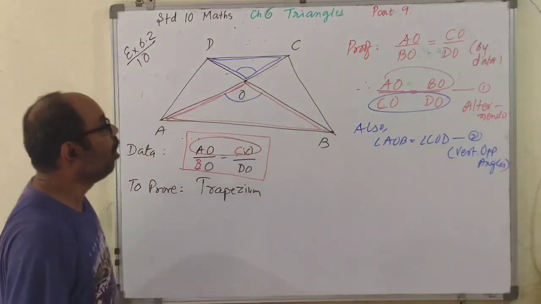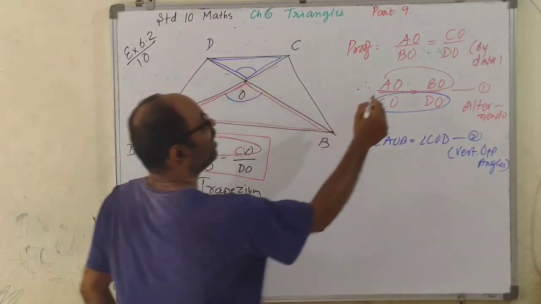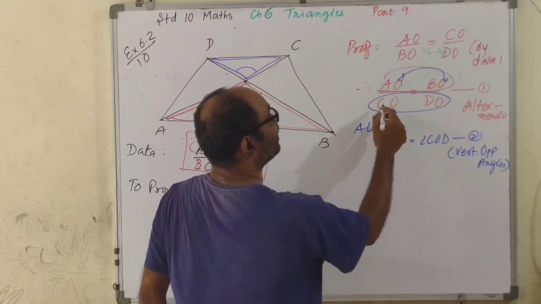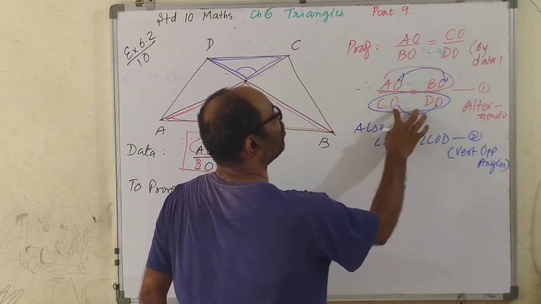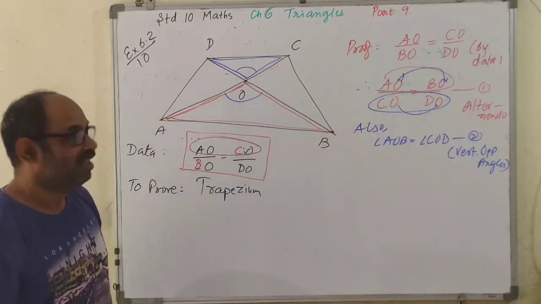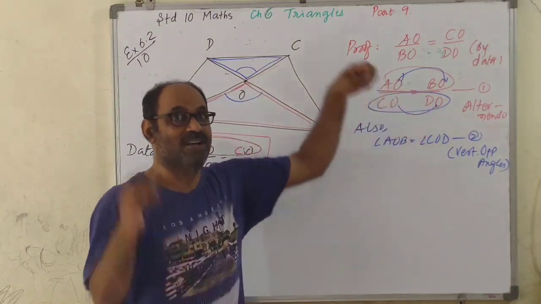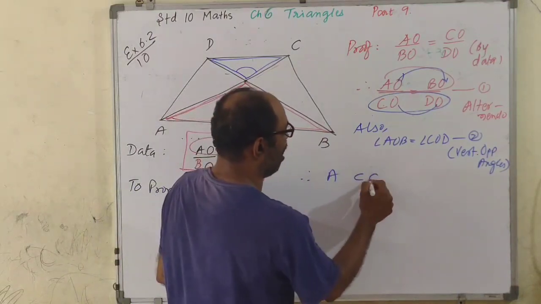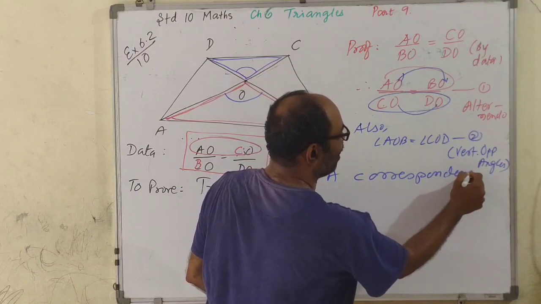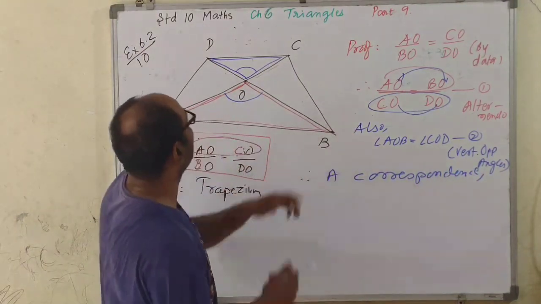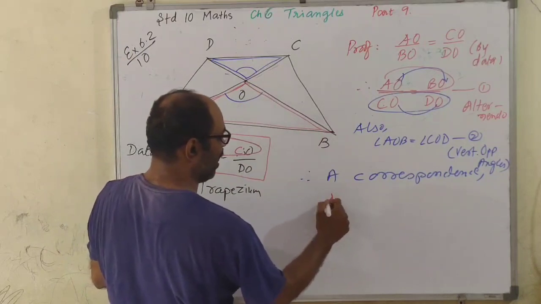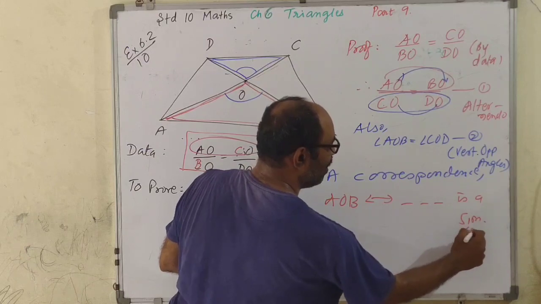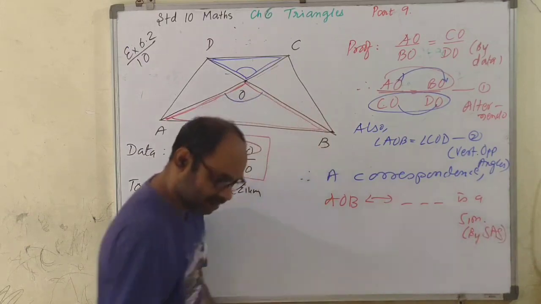Are you getting me? Hurry. In AOB, angle O is the included angle of AO and BO. In COD, angle O is the included angle between CO and DO. So two corresponding sides are in proportion and included angles are equal. So the correspondence is a similarity. Let me write the red one. The red triangle is named AOB, corresponds to dash dash dash, is a similarity by the SAS theorem.